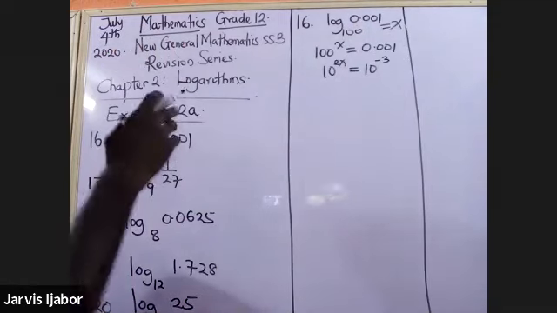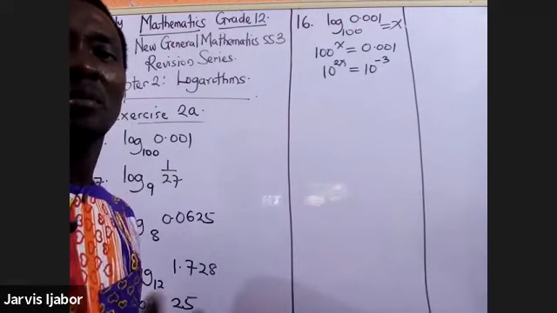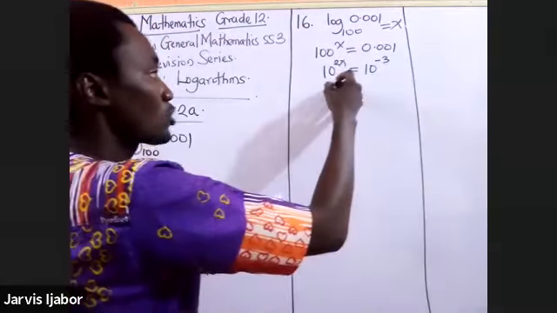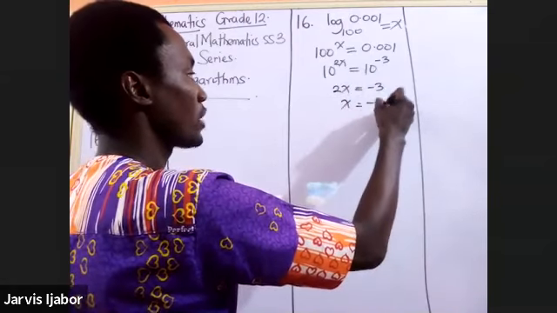Sometimes this method, like with my experience, I can look at the question and decide which method will be best for me. Now this will be what? 2x equal to minus 3 and x is equal to negative 3 over 2.